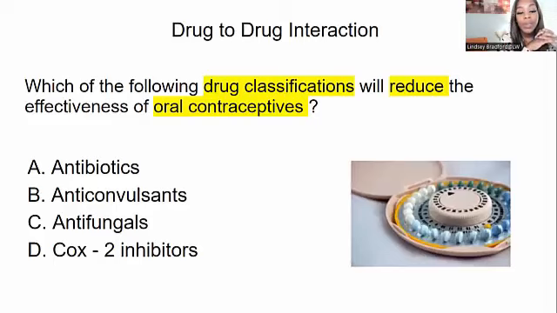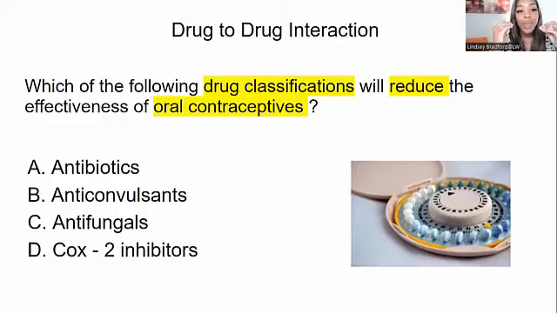Drug-to-drug interactions is definitely a part of pharmacology. And not only are we studying the top 200 drugs, we're also studying keywords. Keywords can help us to get to the correct answer, okay? Drug-to-drug interactions is when one drug, or drug A, interacts negatively with drug B. Typically, when we think about drug-to-drug interactions, we're always thinking about the negative effect, right? Because our job in pharmacy is to ensure that there are no medication errors that take place, okay?